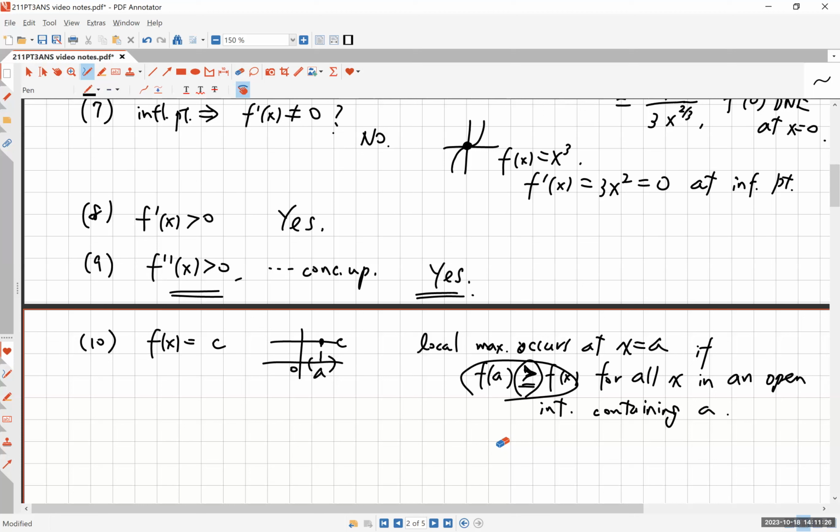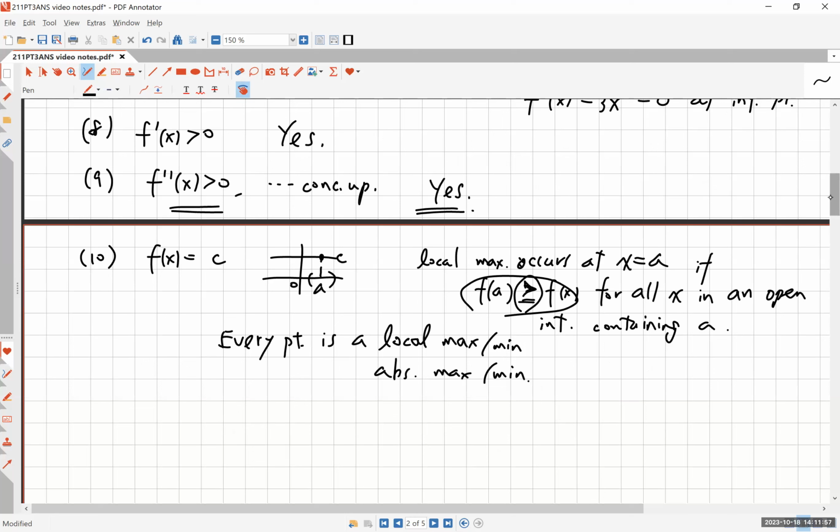And is that the highest point on the graph? Yeah, there is no point that's higher than this. So it is also an absolute maximum and absolute minimum. So here, strangely enough, every point is a local max and local min, and represents an absolute maximum and the absolute minimum. What is the absolute maximum of this function? It's C. What's the absolute minimum of the function? It's also C. What's a local maximum? It happens everywhere, and the local maximum is C and local minimum is C. It's a trivial case, but that's what we would have to say by definition.